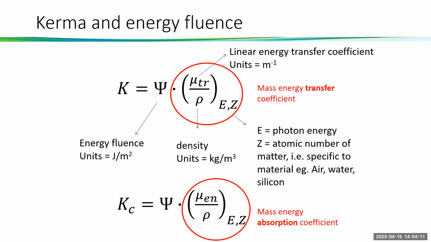Kerma can be related to energy fluence via the mass energy transfer coefficient, which is a function of the photon energy and the atomic number of the material. Collision Kerma, on the other hand, is related to the energy fluence by the mass energy absorption coefficient.